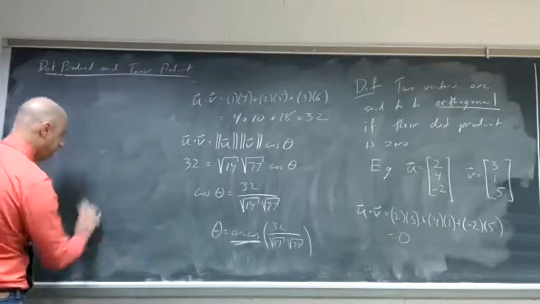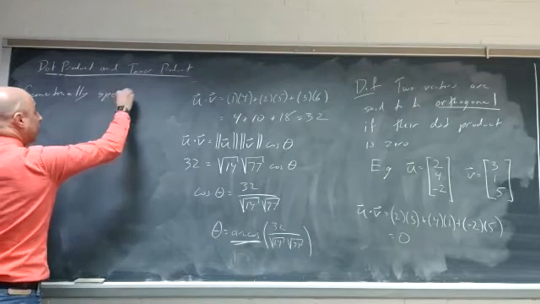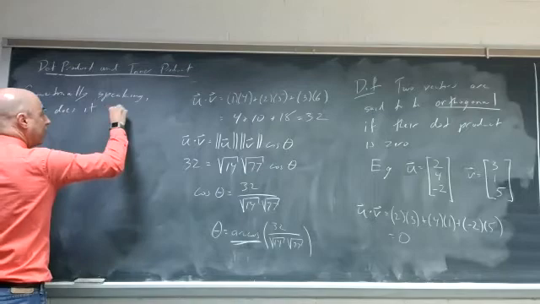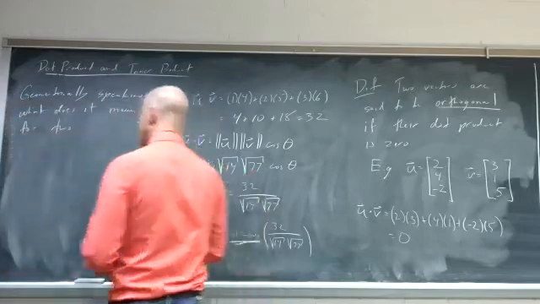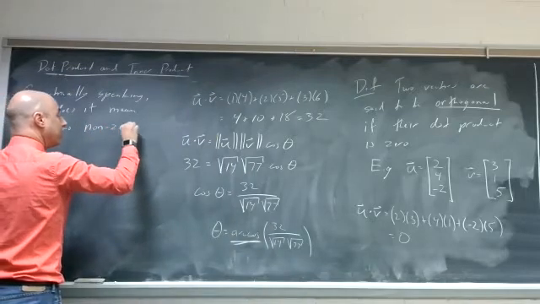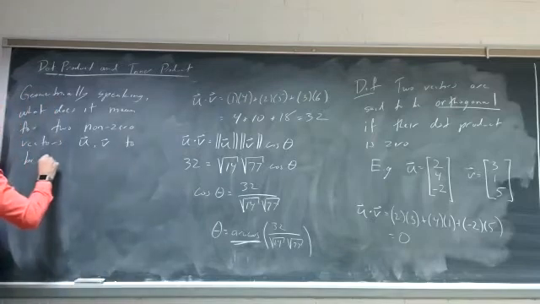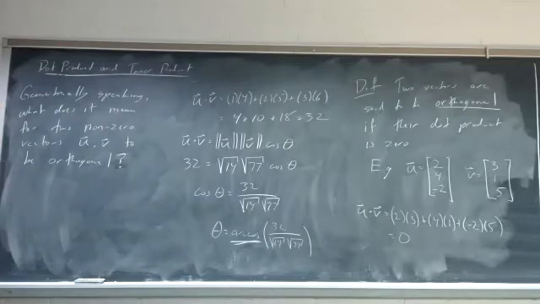So geometrically speaking, what does it mean for two non-zero vectors to be orthogonal? I believe that means they're at a right angle, correct? Yeah, that's exactly what it means.